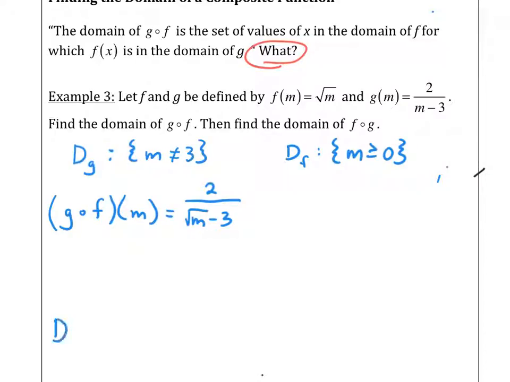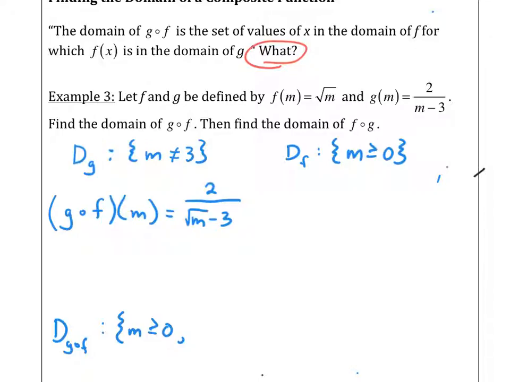So if I were to consider the domain of g with f, we already know that one of my restrictions is m has to be greater than or equal to 0. But there is more to it than that. Down here cannot equal 0. More specifically, the function right here, that is the function f of m, cannot be 3. It can't be 3.